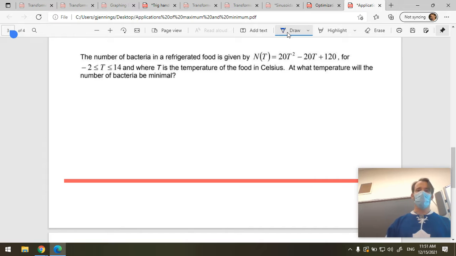Here's a situation where we have food in the refrigerator and we have a function here. We can call it n of t, but really this has been borrowed from grade 11 stuff. This is y. y equals 20 times t squared minus 20t plus 120. Okay, here's an equation. What shape is that equation?